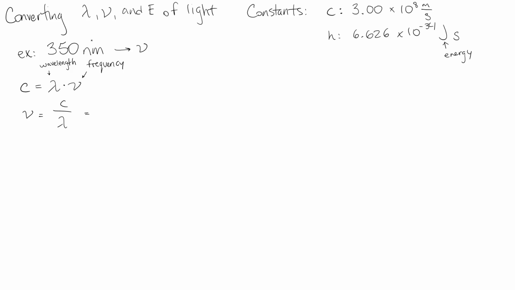Here, wavelength is in units of nanometers, but the speed of light is in units of meters. So let's convert nanometers to meters first. 350 nanometers times a conversion factor. We want nanometers on the bottom, meters on the top.